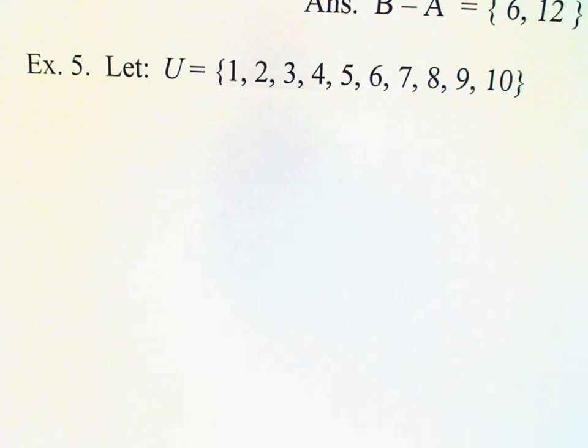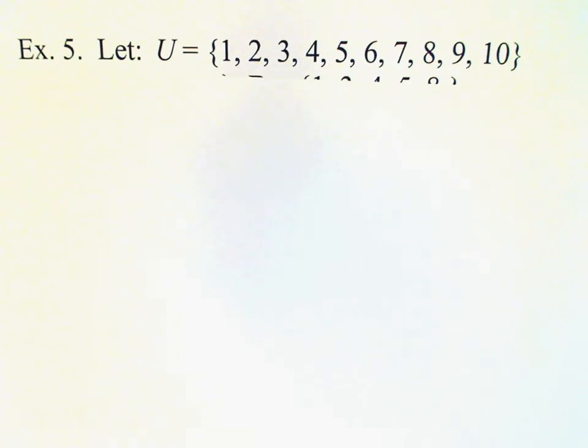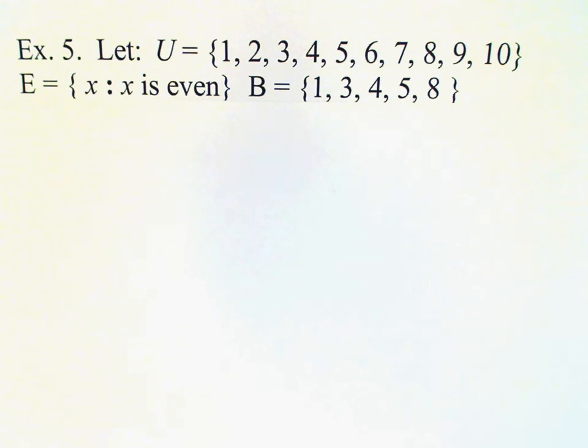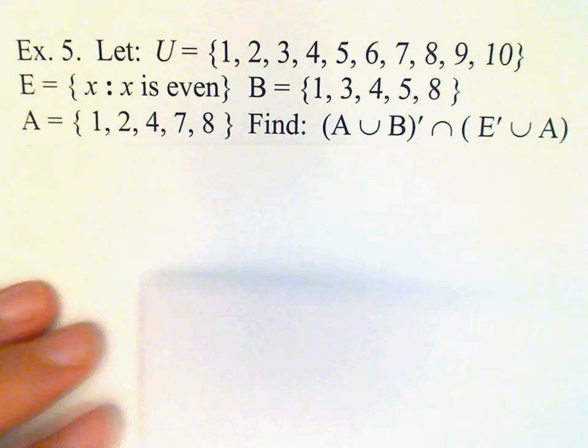Okay, so for example, we have a universal set consisting of the elements 1 through 10. We have a set E, which consists of those numbers that are even. B is the set 1, 3, 4, 5, 8. And A is the set 1, 2, 4, 7, 8. And we need to find the intersection of the complement of A union B with the union of the complement of E and A. So this looks very complicated, but if we just take it one step at a time, then we can get to the final answer.